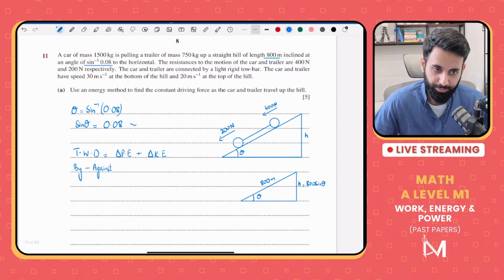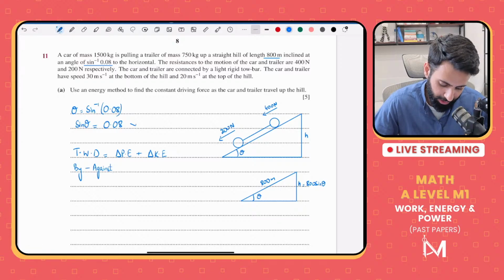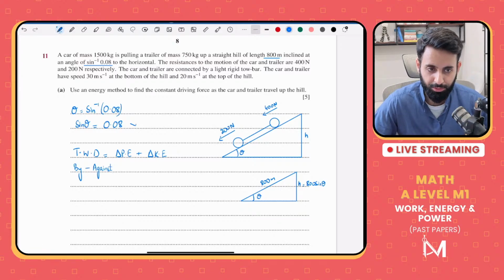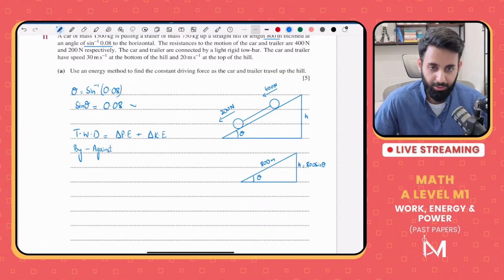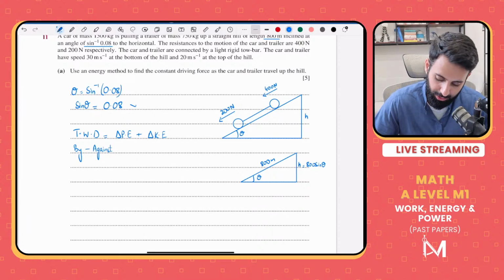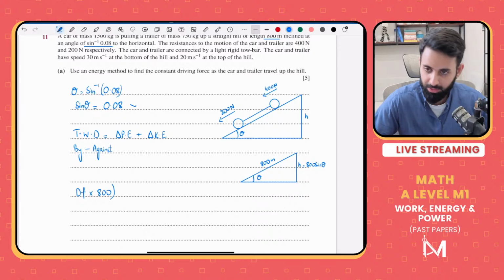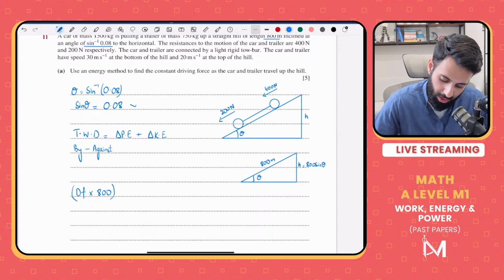Anyway, so here we are. Now let's see if we are in a position to use the formula. Yes, I think we are. So work done by the driving force. Do we have the driving force? No, we don't. Let's see what the driving force is. We'll just call it driving force multiplied by the distance, because remember, work done by any force is equal to force times distance.